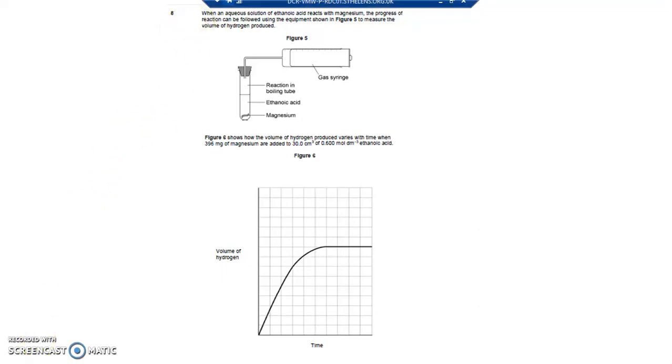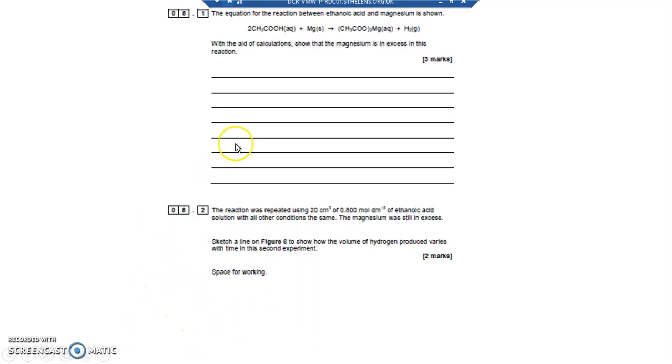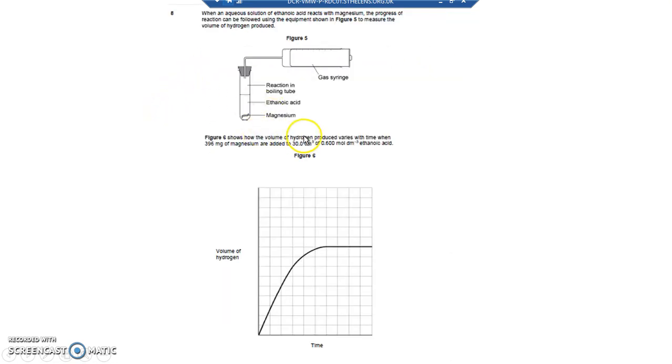Question number 8. We've got some ethanoic acid reacting with some magnesium. An acid with a reactive metal like magnesium is going to make hydrogen, and we've got a graph showing the hydrogen being made. With the aid of calculations, show that the magnesium is in excess in this reaction.